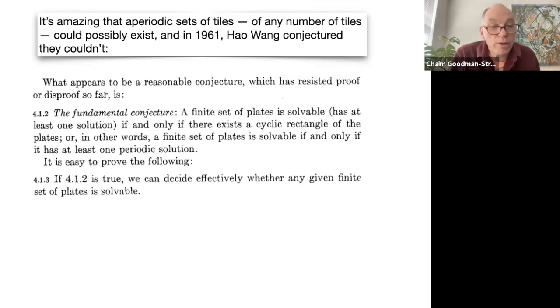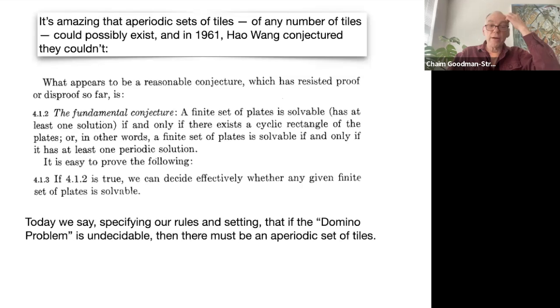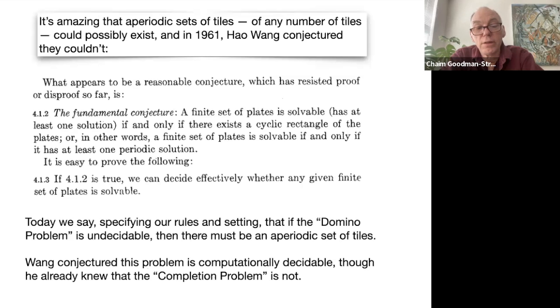And then in 4.1.3, he's making the point I just made, which is that if that were so, then we would have a decision algorithm to determine whether or not a given set of tiles admits a tiling of the plane. And so today, the slightly more general version of this, where we allow more than one kind of tile, is that if the so-called domino problem is undecidable, then there must be an aperiodic set of tiles. He conjectured this, but he actually knew that there was an undecidable tiling problem. The completion problem is very easily shown to be undecidable. So let me talk a bit about that.